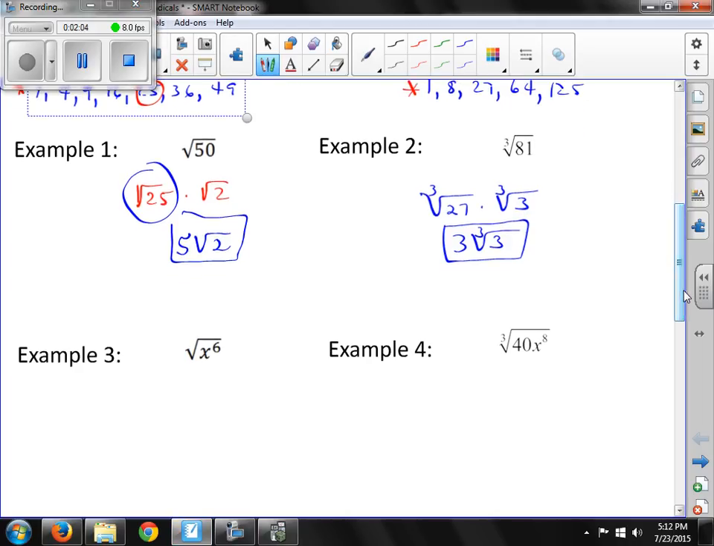So I have the square root of x to the 6th. Now, if there's not a little index there, it's understood to be a 2. So I'm going to divide my index into my exponent. 2 goes into 6 3 times, and there's not anything left over, so the square root of x to the 6th is x to the 3rd. That makes sense because we know that x to the 3rd times x to the 3rd does give us x to the 6th.